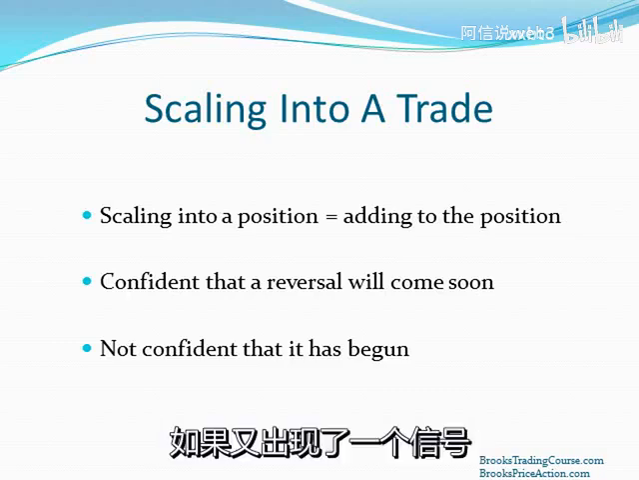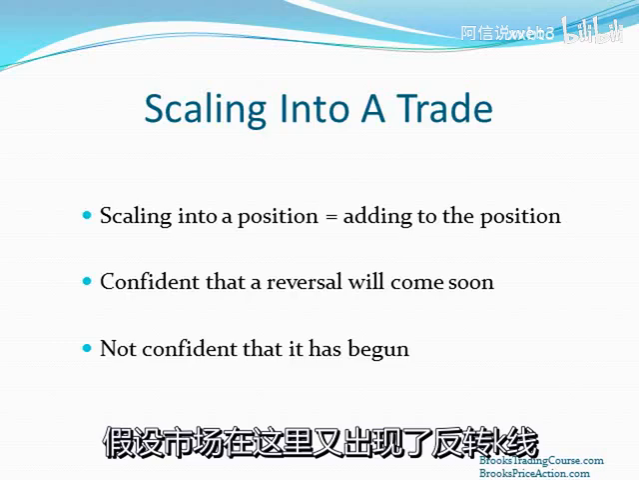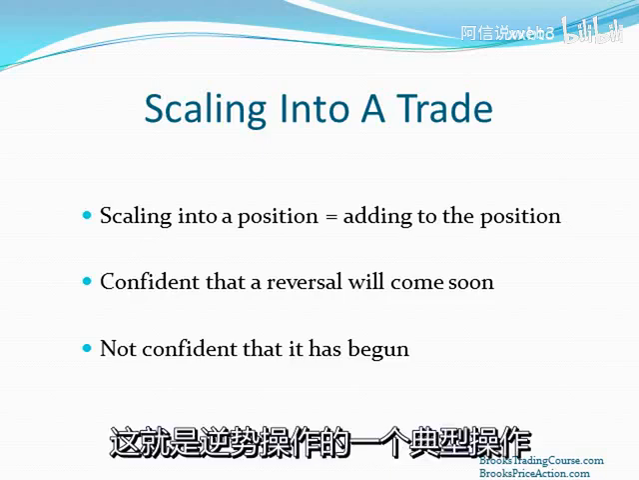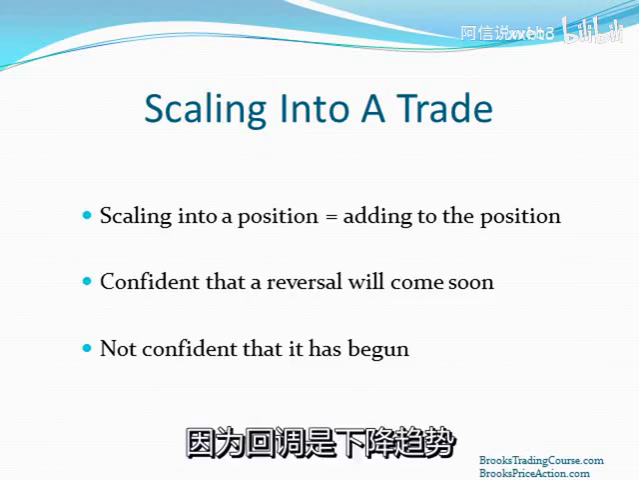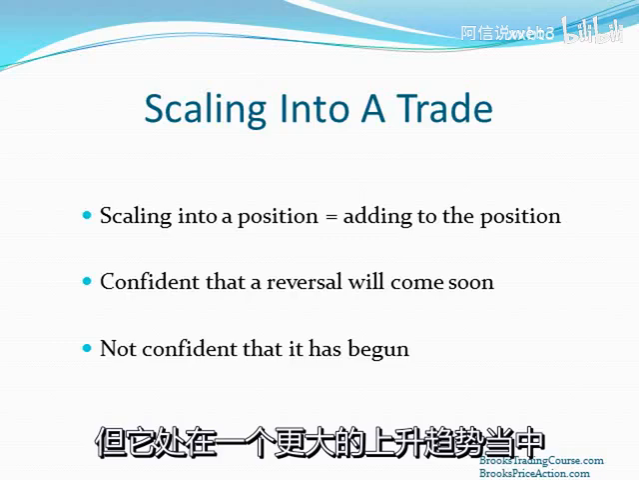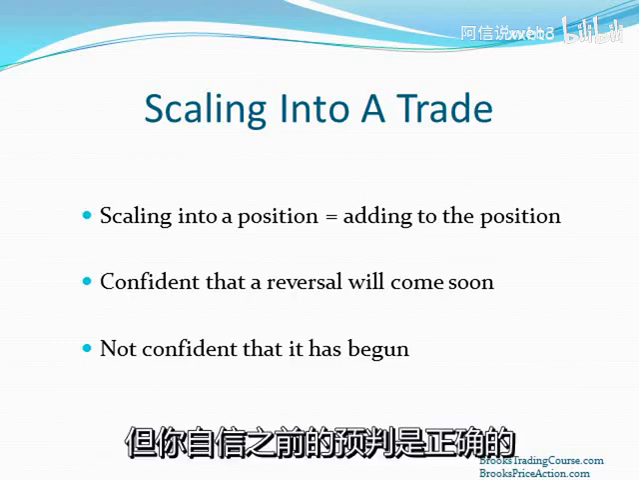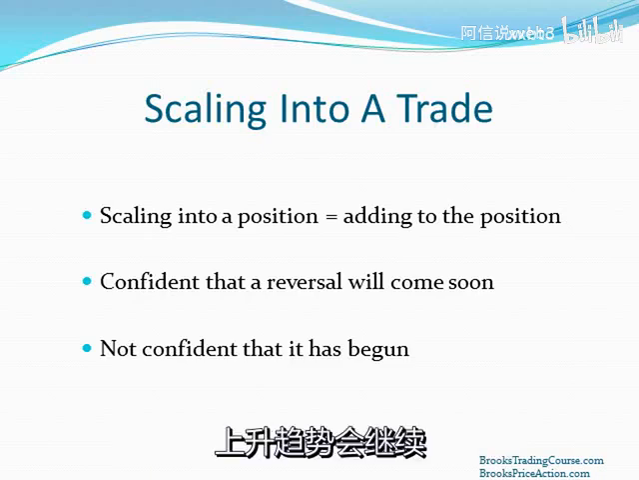What you can do is, if there's another signal, for example at a lower price, you get another bull reversal bar, you can add to your position, and that is a form of scaling into a trend that is going against you. The pullback is a bear trend within a larger bull trend, and you're adding to a losing position, but you're confident that your original premise is correct, that the bull trend is intact.